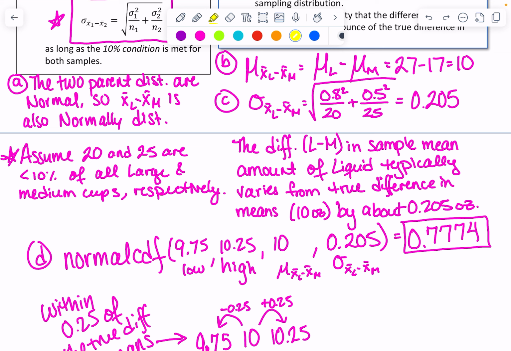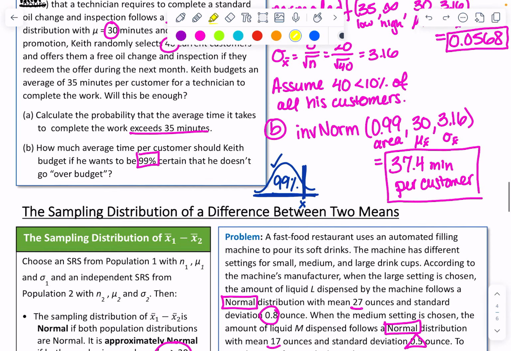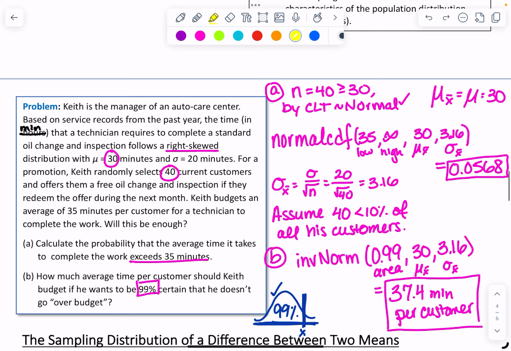To check normality, we still have to check normality, but instead of large counts, since we don't have p, we either check that the two parent distributions are normal, like in this one, or we check that, like we had over here, our sample size is greater than 30. The central limit theorem says that would give us normality.